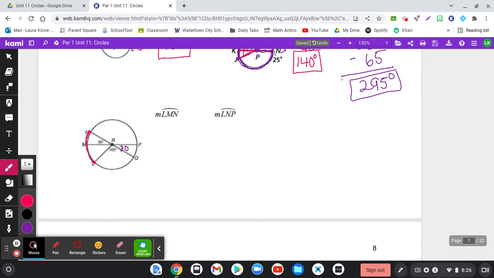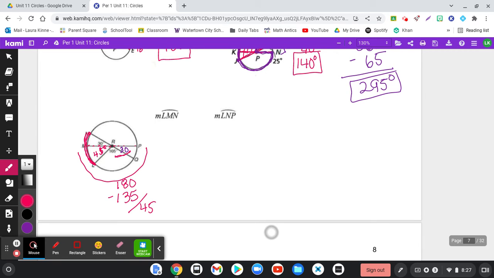Okay, well, first of all, I see that this is the diameter, which means that this whole part is 180. So if I want to find this part here, I could just add these two together, 135, and subtract from 180, and that would give me 45. So now if I want to find my arc LMN, 45 and 30, 75 degrees.